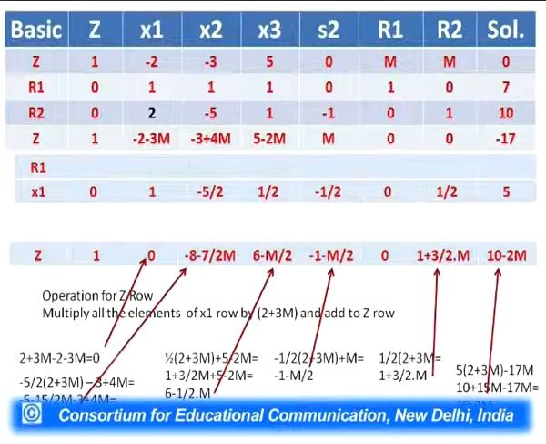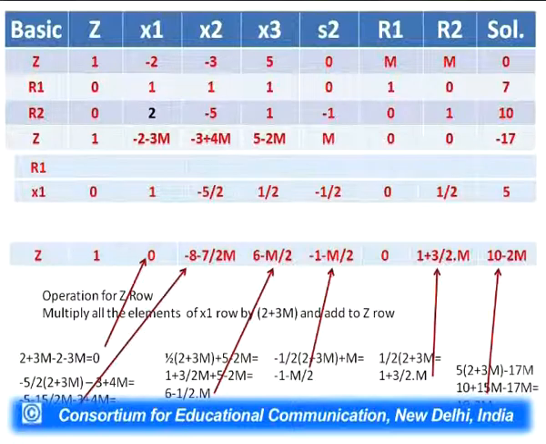And similarly 6 minus m by 2 has been achieved by half 2 plus 3m within brackets and then plus 5 into 2m, and 1 plus 3 by 2m plus 5 minus 2m, the final result is 6 minus 1 by 2m, and this has been transferred to the z row.